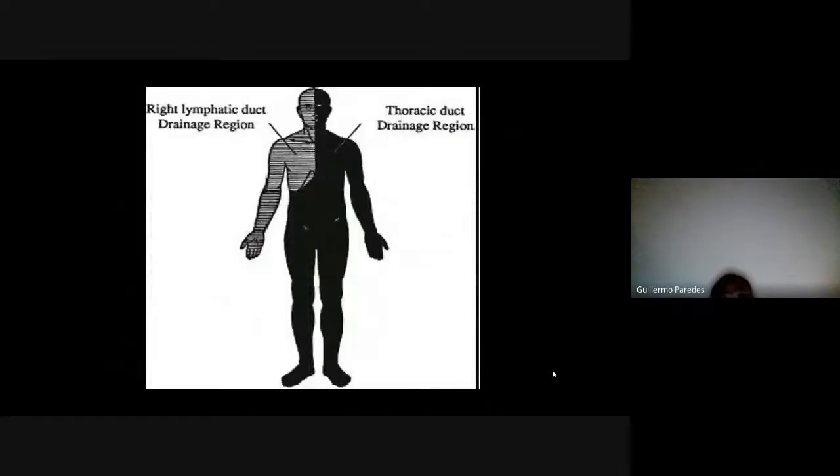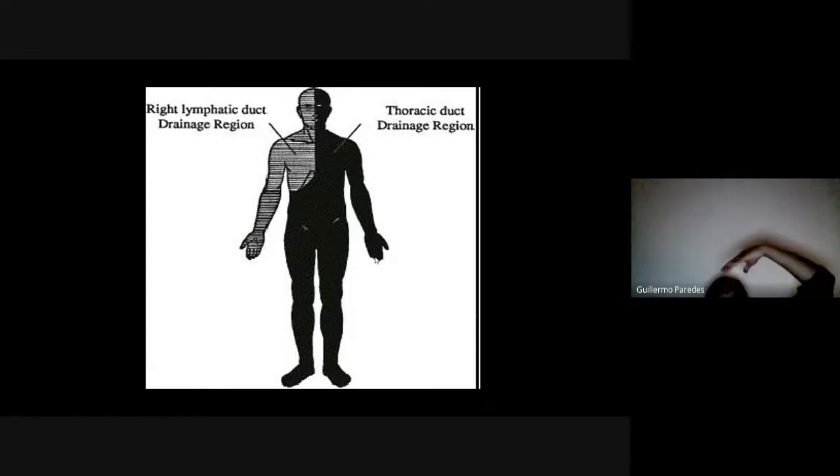Okay, so here we have the distribution of the recollection of the lymphatic system. They're going to collect the lymphatic fluid. The collection of the lymphatic fluid is going to be in this way. Just please raise your left arm, and that is your left side.